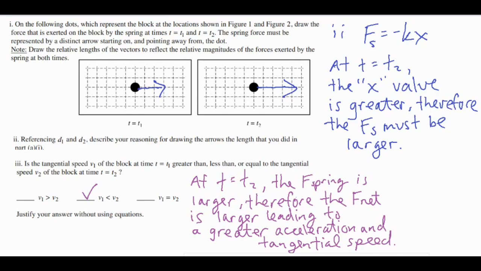All right, so I think I was pretty clear about that part. I mentioned this force from the spring is larger, therefore the net force is larger, leading to a greater acceleration and tangential speed. So I think all the connections are pretty clear, and I didn't use any equations. So let's move on to the next part.